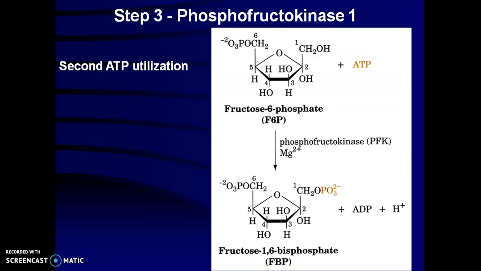Step 3, which is catalyzed by phosphofructokinase 1, is the step where the second ATP is getting utilized. During this reaction, fructose 6-phosphate utilizes 1 ATP molecule, and in the presence of PFK, specifically here it is PFK1, and Mg2+, gets converted to fructose 1,6-bisphosphate.